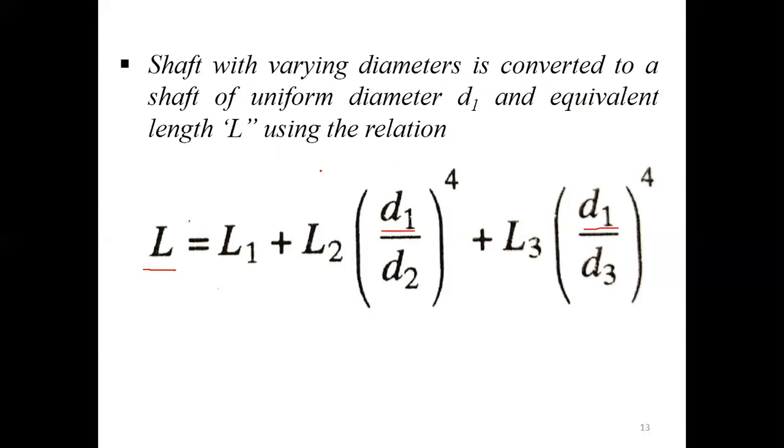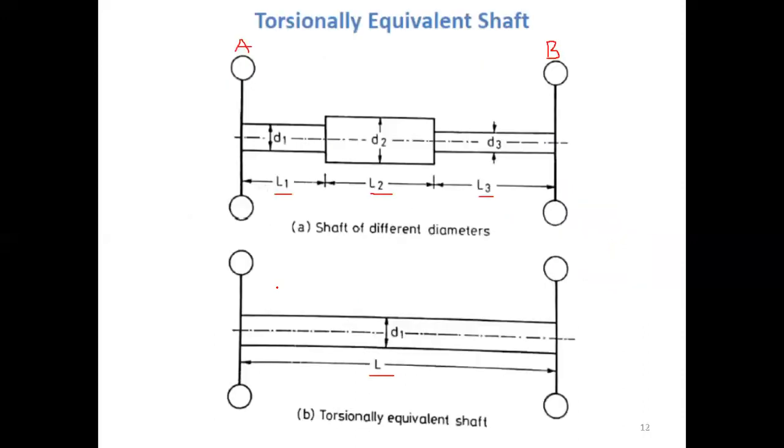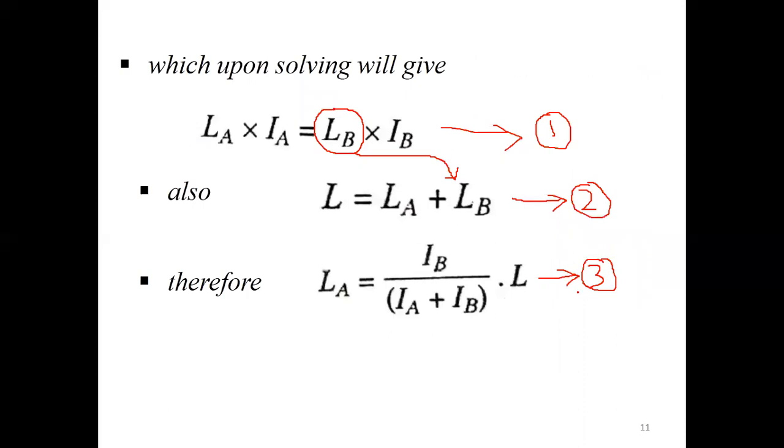So using this relation, you can easily find the equivalent length and convert it into a shaft of diameter D1. And if you are having a shaft of uniform diameter and there are two rotors at its ends, you know from the previous three equations how to solve it and how to find the natural frequency. Okay. So this is all about a two rotor system.